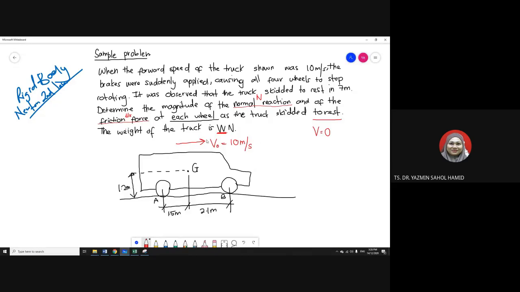Okay, now the weight of the truck is W newtons, maksudnya W Newton. Okay, now dekat sini dia kata weight. Where will the weight be? The weight will be vertical pointing downwards, right? But where? At what position? Where will the weight be? Nak kena point, panggil G.